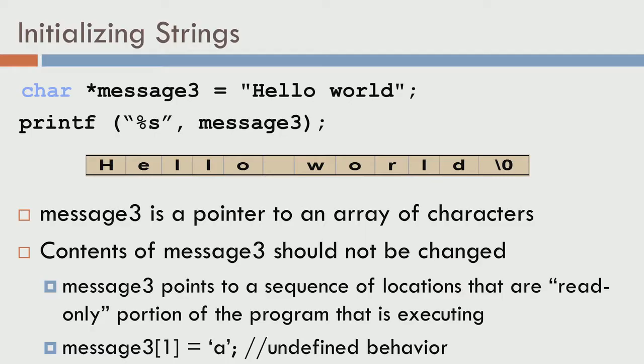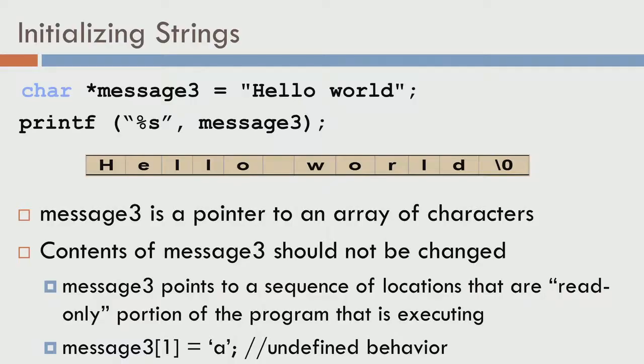The reason this is critical is that message 3 is not allocated space. It is done in the beginning of the program, and you do not even have control over it explicitly. So if you do message 3 of 1 equals A, since hello world is saved in a read only memory location, changing any contents of message 3, since you did not allocate space explicitly for it, would result in undefined behavior. This is a common mistake that programmers make.